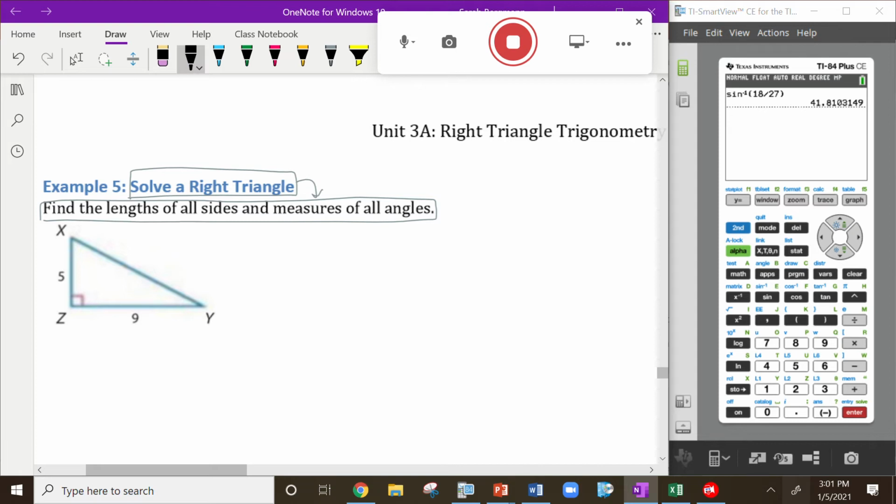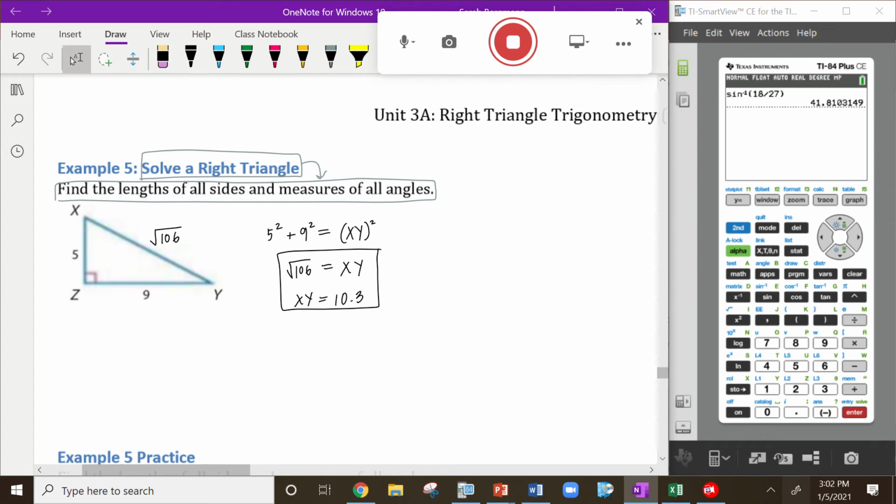For this problem, it will be easy to find the missing side because I have two sides given. Anytime you have two sides given in a right triangle, we can use the Pythagorean theorem to solve for the missing side. So I can leave this as square root of 106, or I could plug it into my calculator and get 10.3. Either answer is appropriate. It doesn't tell us what to round to or to use an exact answer.